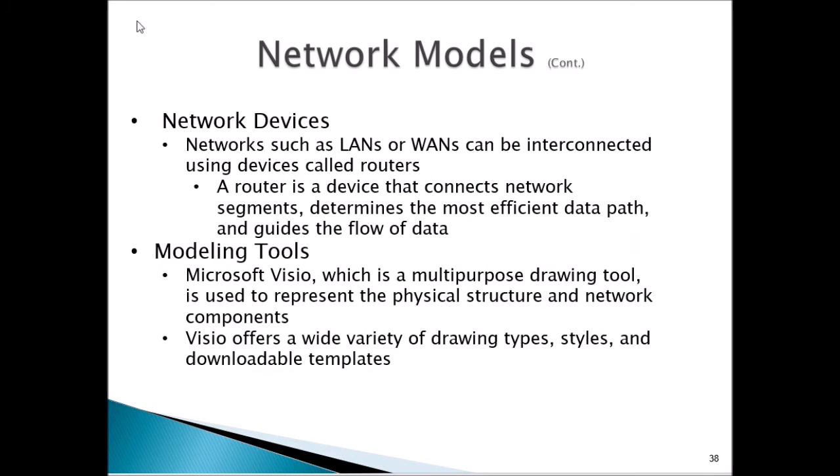Continuing on our network devices discussion, let's talk about network devices such as local area networks, wide area networks. These can be connected with devices known as routers. A router is a device that connects network segments, determines the most efficient path, and guides the flow of data. With a router, if one route can't work, there's a possibility that another one can, which is what makes the internet so flexible.